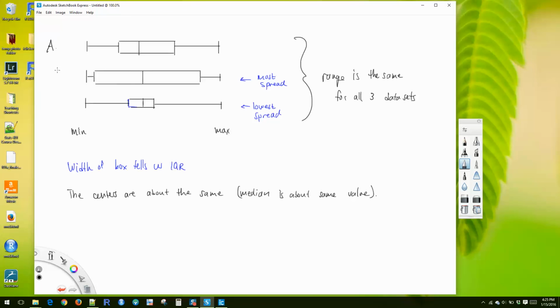Okay, and I guess I could label these A, B, and C. Maybe data set A has a slightly lower median than the others, okay? So with a box plot, you can just look at the width of the box, get a sense of the spread, okay? This is just a silly illustration. In other cases, you could just look at the position of the box itself, and that will tell you whether the center is higher or lower, okay?